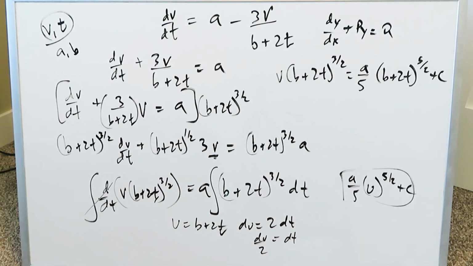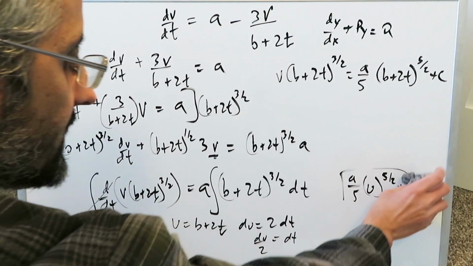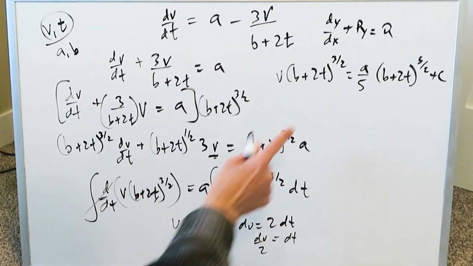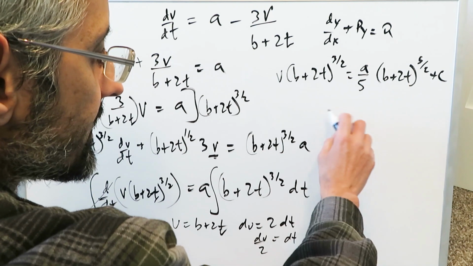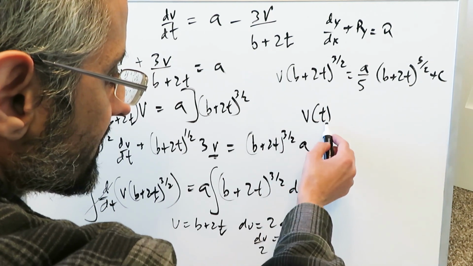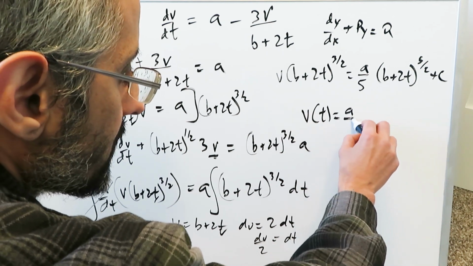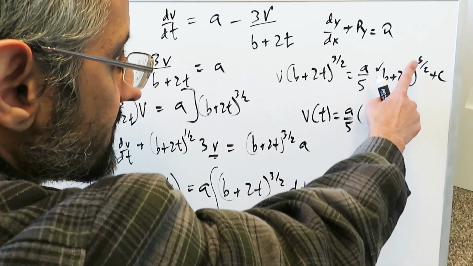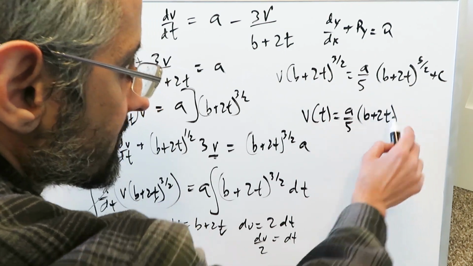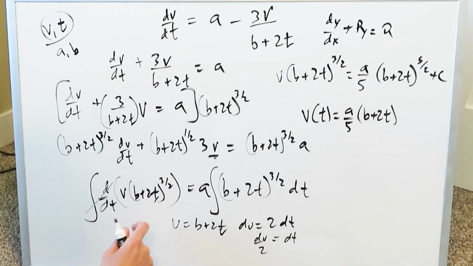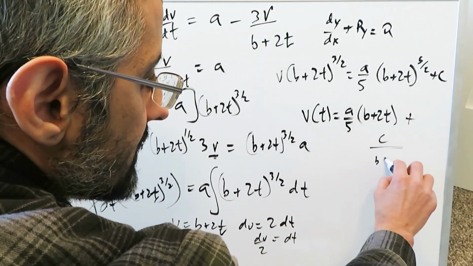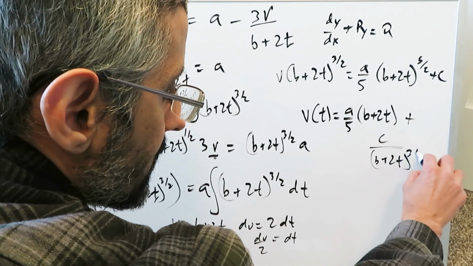That's an answer, not the best answer. We have to solve for v. We can solve for v and push the item that's attached to it to the other side. This item will cancel with this partly, and we'll have v over here, but you can write it in a better way. V, whatever it meant with respect to t, is equal to a over 5 b plus 2t to the power of 5 over 2 divided by this is no more different than b plus 2t. That's what it is. 5 over 2 minus 3 over 2 is a 2 over 2, which is to the 1, plus c over b plus 2t to the power of 3 over 2.